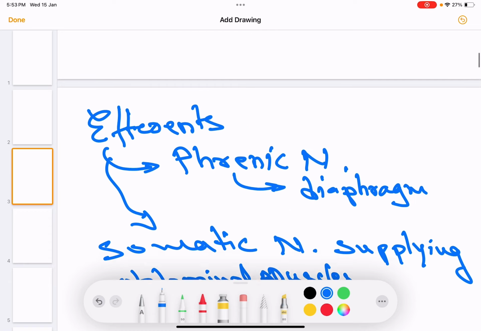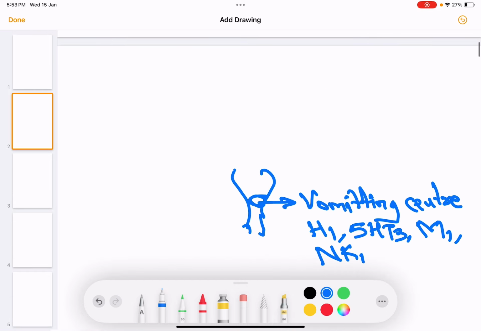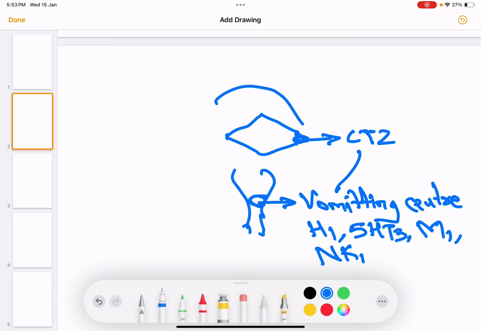Now the afferents are received from 4 areas. The first area is the chemoreceptor trigger zone. The chemoreceptor trigger zone is located at the caudal end of the fourth ventricle. Suppose this is the fourth ventricle. It is located in the caudal end of the fourth ventricle outside the blood-brain barrier. So from the chemoreceptor trigger zone, afferents go to the vomiting center.